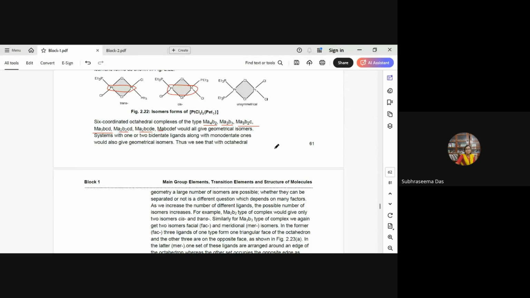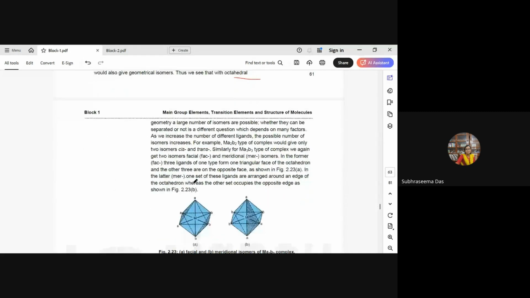So, particularly in comparison to square planar complexes, a large number of isomers are possible for octahedral complexes. This is because the possibility of arrangement of the ligands in an octahedral complex is much greater, so the number of geometrical isomers for octahedral complexes is much larger. Also, there are other factors which influence the formation of geometrical isomers. If we increase the number of different ligands, then the possible number of isomers also increases.